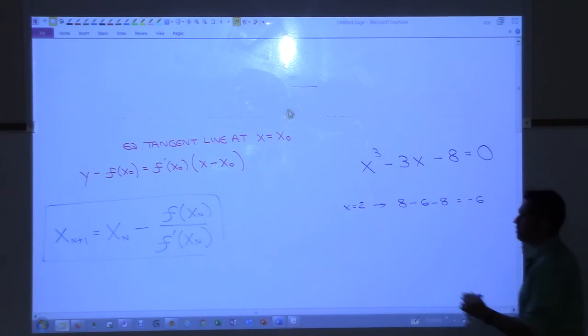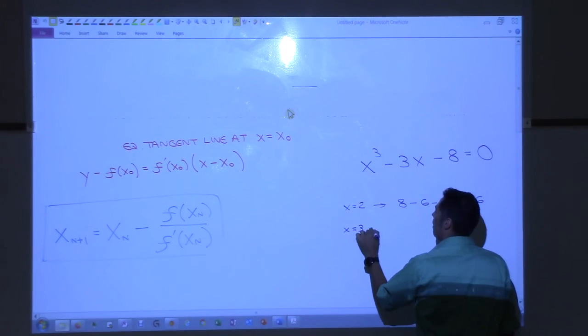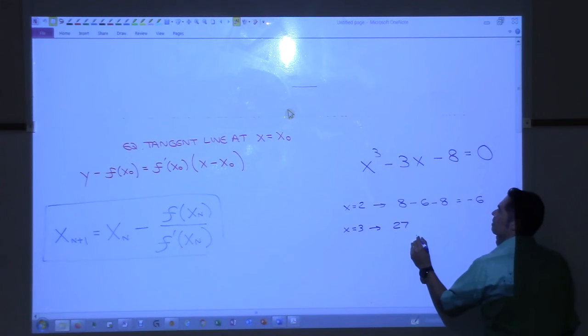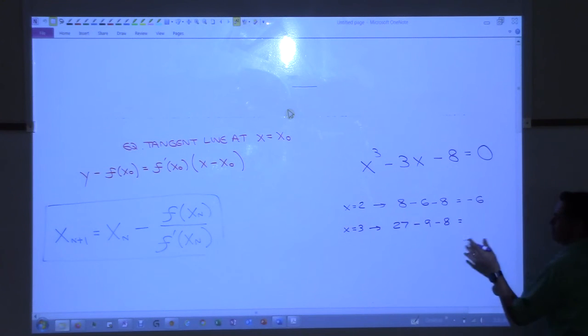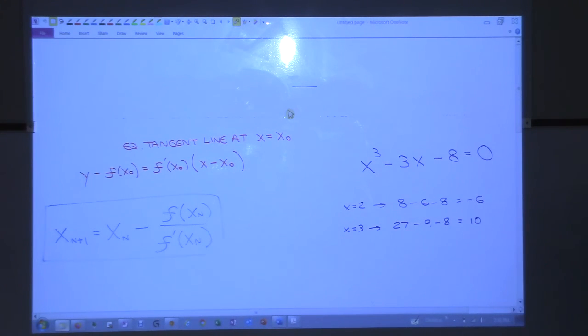Maybe we try 3. So what if x is 3? We get 27 minus 9 minus 8. What's that? It's not much better, is it? What's that? 10? I don't know. I mean, 2 seems like it might be our best choice, right? 2 is pretty close. Doesn't matter where you start, really. Well, it does, but for this problem, it doesn't. You could use a fraction.